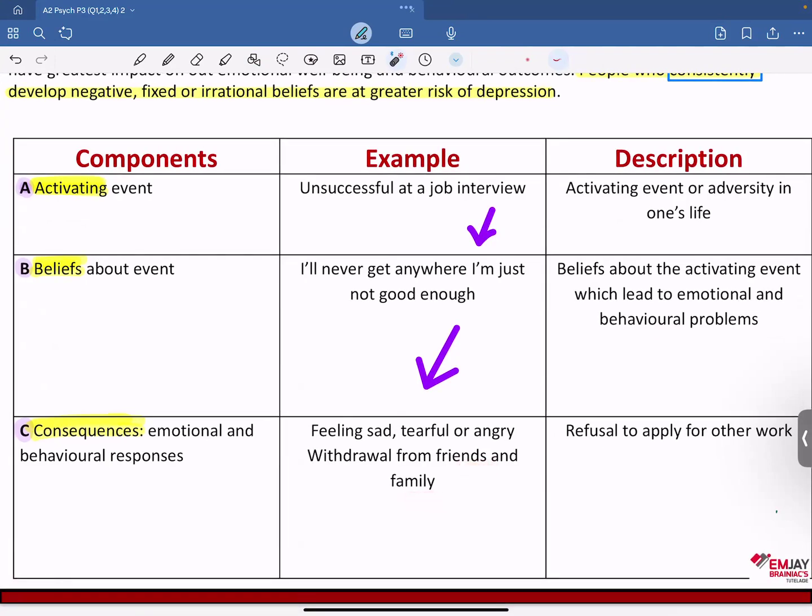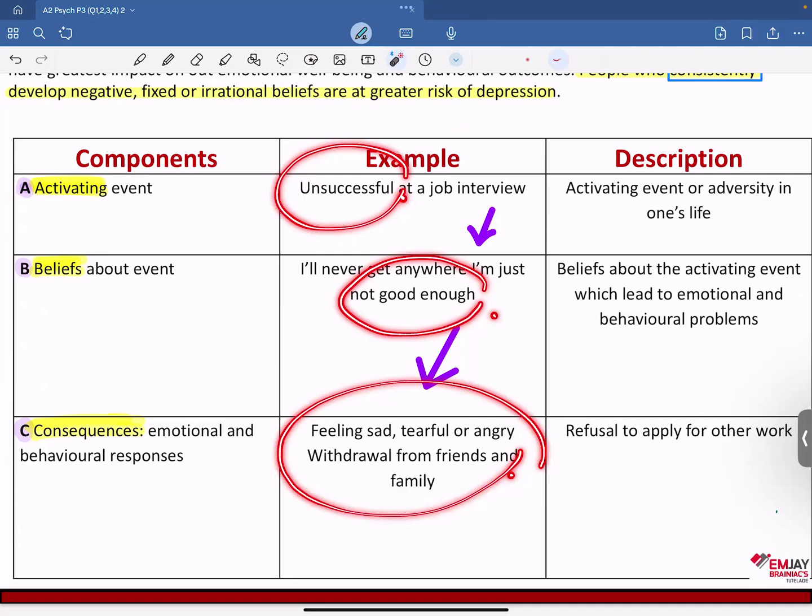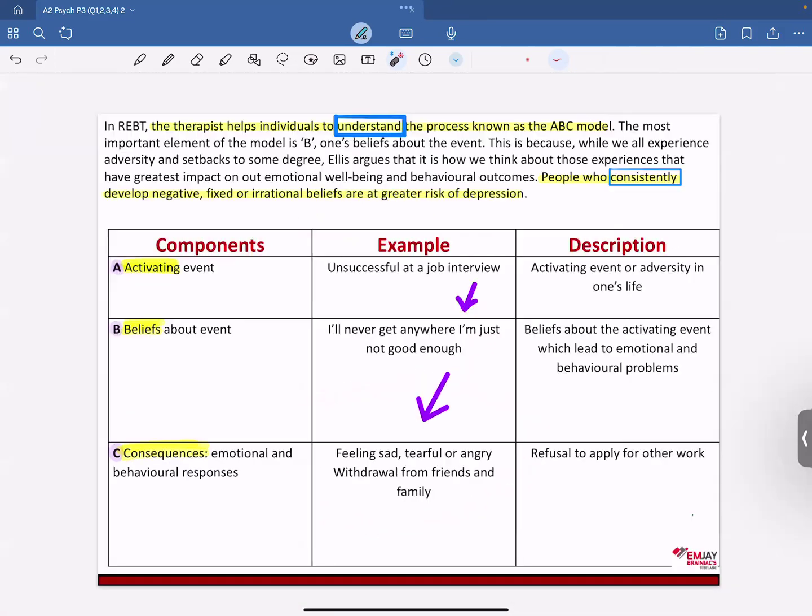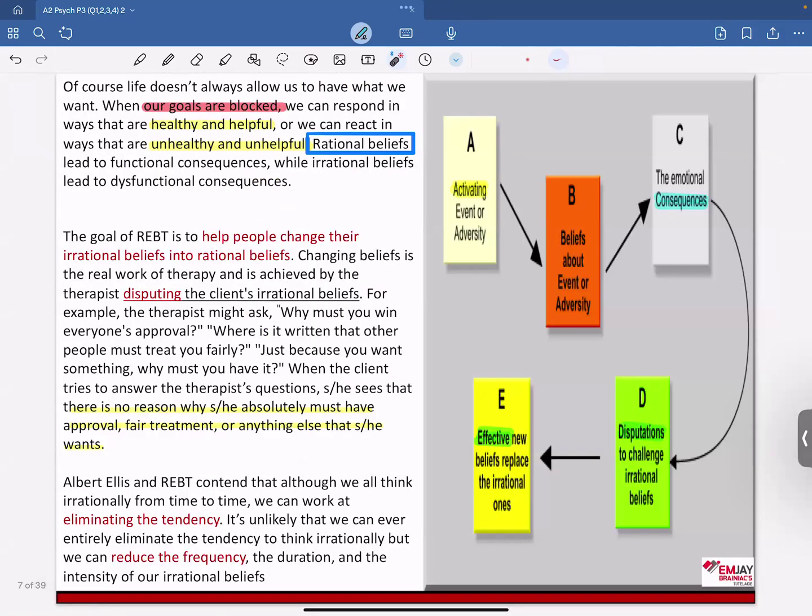Now, this could be refusal to apply for other works. Now, you saw how something happened, what you felt about yourself, and what was the consequence to it. Now, having said that, let me try adding D and E over here, and I'll tell you why I've added D and E, even when it is not present in your book.